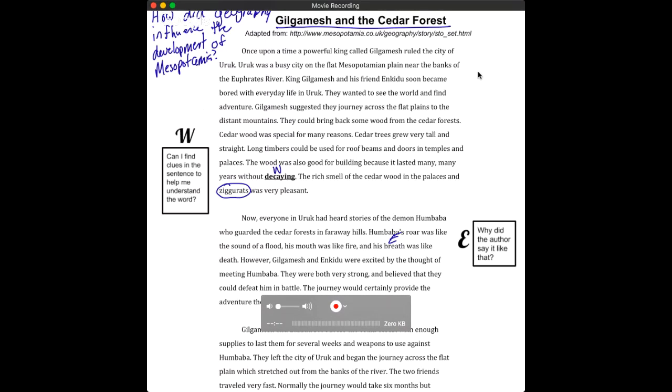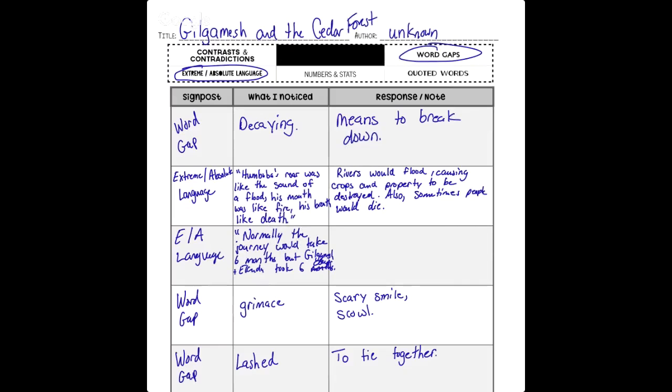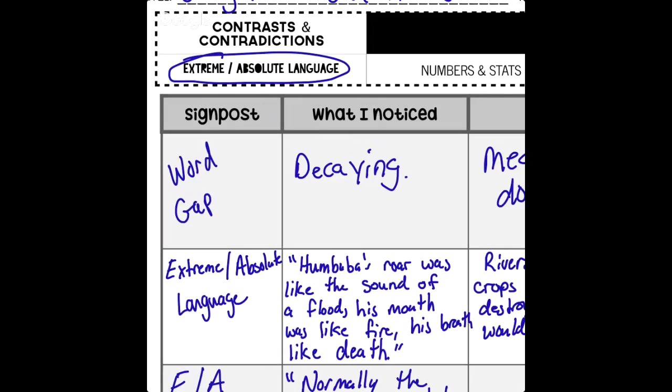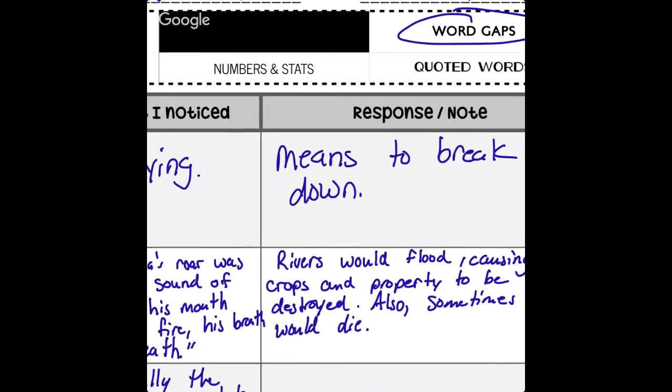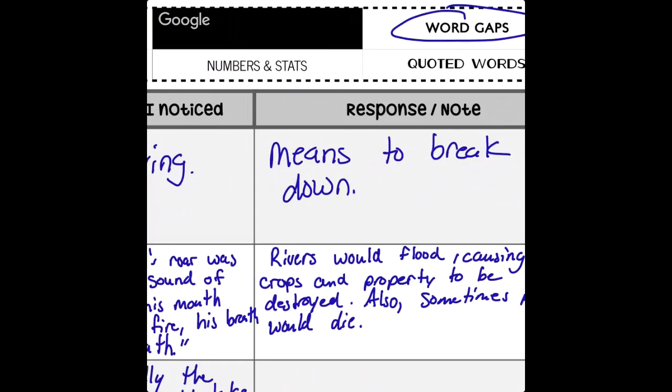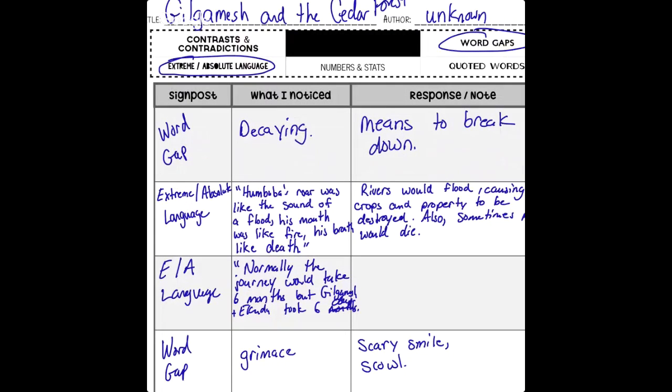So we find the word that we don't know, right? And then we put it into our graphic organizer. So the word we don't know was decaying. So we wrote down the signpost that we're using. We wrote down the word in the I notice section. And then we wrote down the definition, which means to break down. Okay?